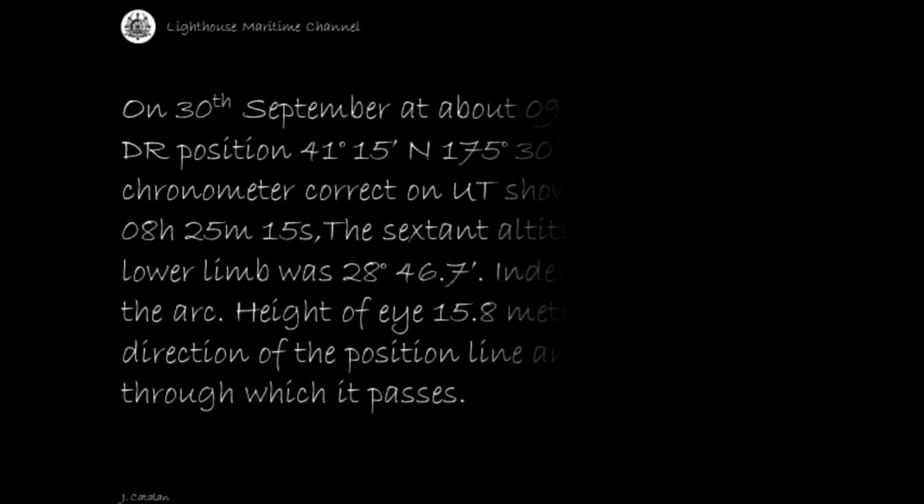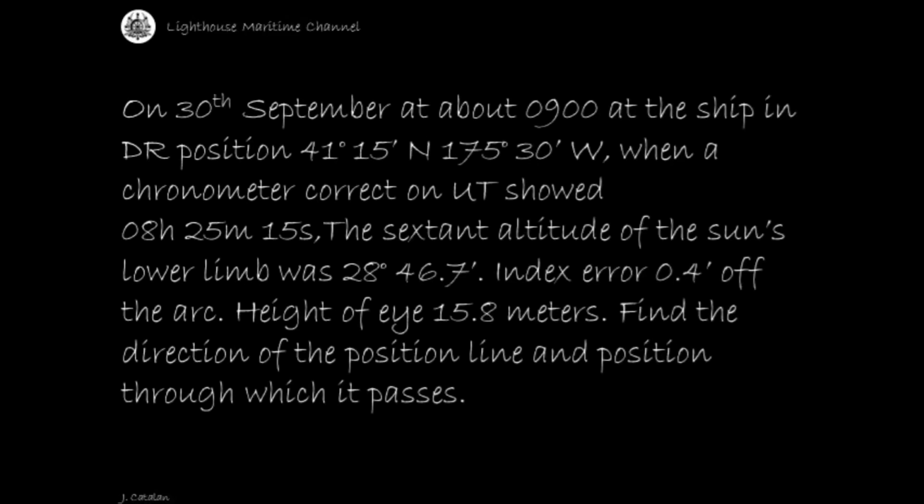On 30th September, at about 0900 hours, the ship in DR position 41 degrees 15 minutes north, 175 degrees 30 minutes west, when the chronometer, corrected to UT, showed 08 hours 25 minutes 15 seconds, the sextant altitude of the Sun's lower limb was 28 degrees 46.7 minutes. Index error 0.4 minutes off the arc. Height of eye 15.8 meters. Find the direction of the position line, and the position through which it passes.